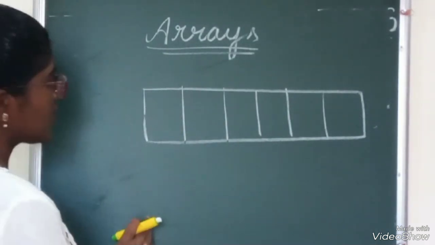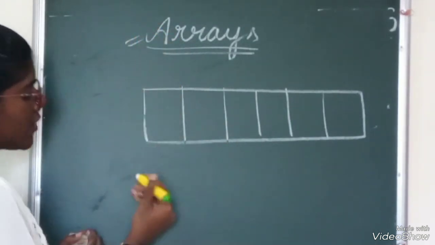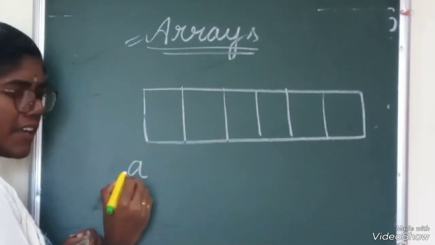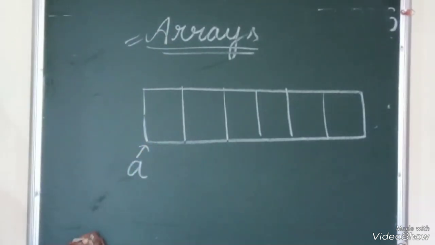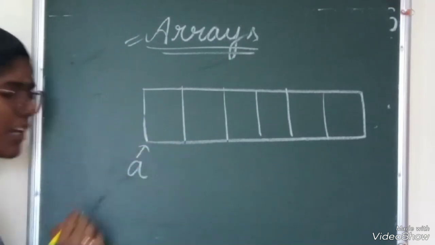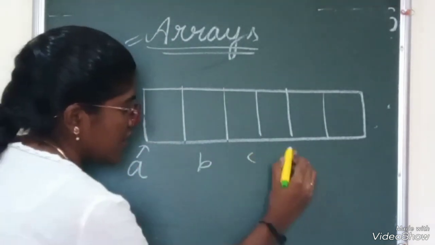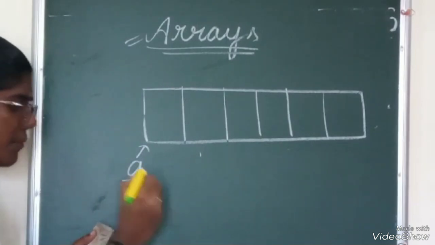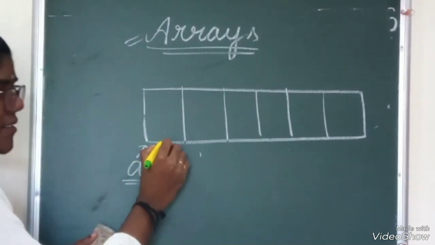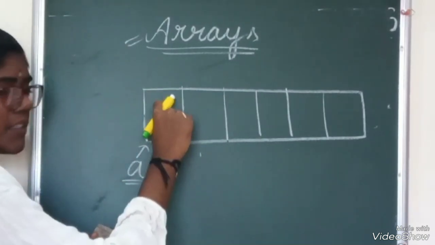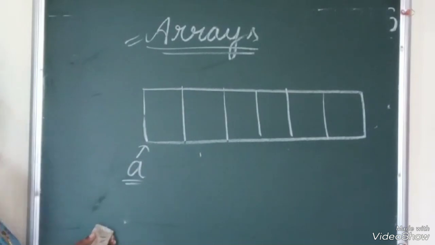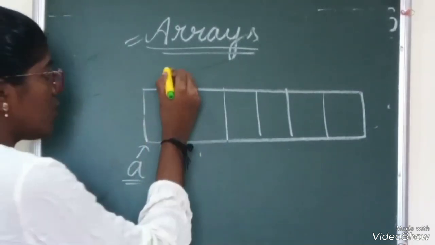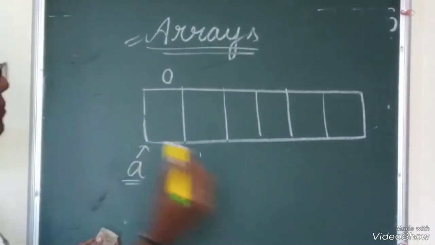So first, the declaration of arrays: you have to declare a name for the array. Simply, I'm giving the name of the array to be A. It's not that for each individual block you have to give a name like A, B, C, D. No. The entire array is represented with the name A, and you can access a particular block by using index values. We'll have index values starting from 0 to n minus 1.